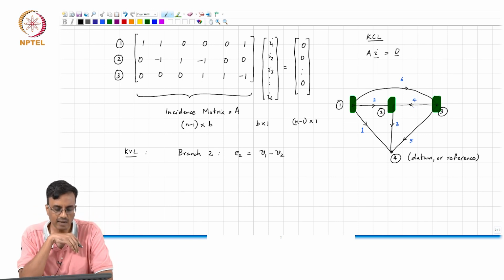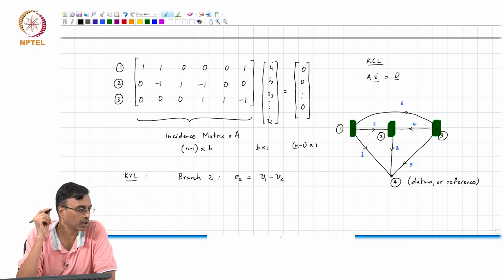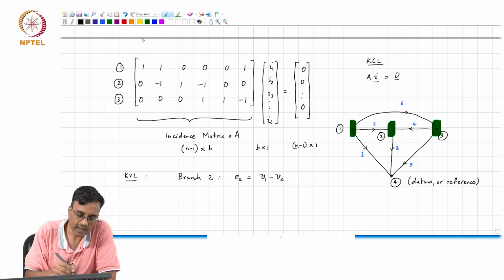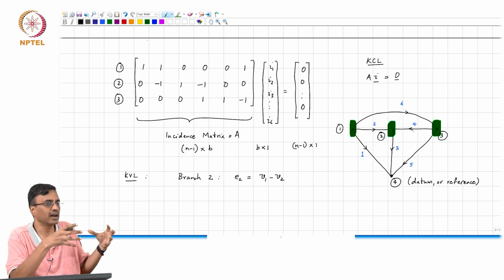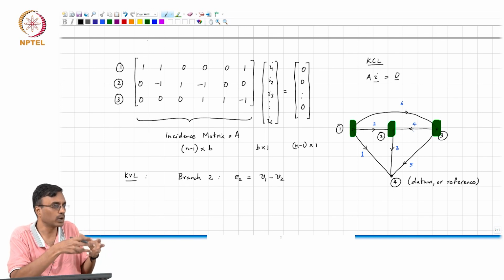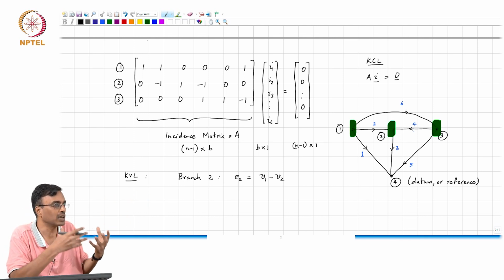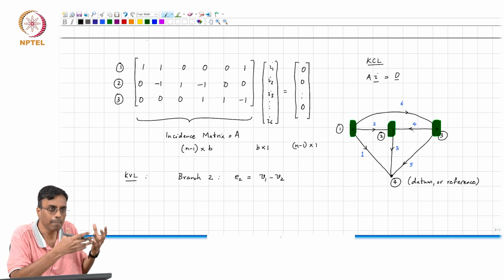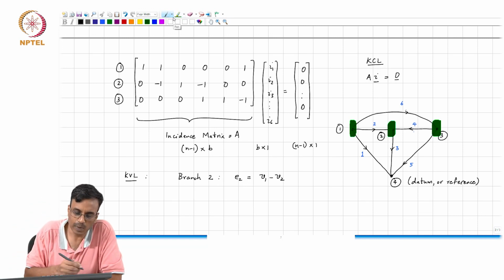Now, given the incidence matrix, can you think of a way of finding the branch potentials in terms of the node potentials? Remember, the incidence matrix basically contains all the information regarding how many branches there are, how many nodes there are, and how the branches are connected between the nodes. So, simply staring at the incidence matrix should give us the information that we are after, namely, how the branch potentials are related to the node potentials. And let us stare at this matrix.